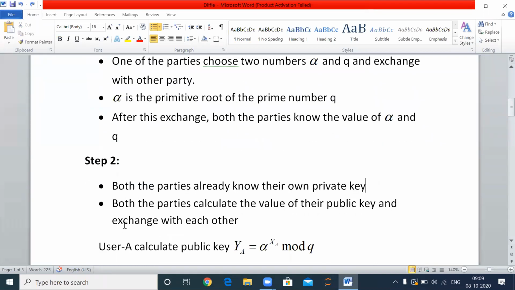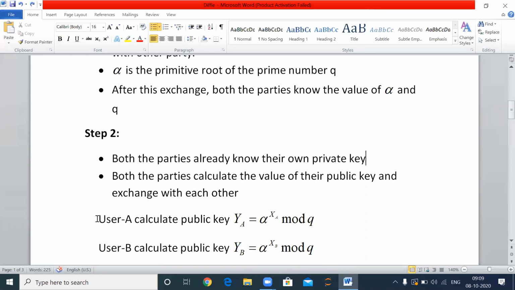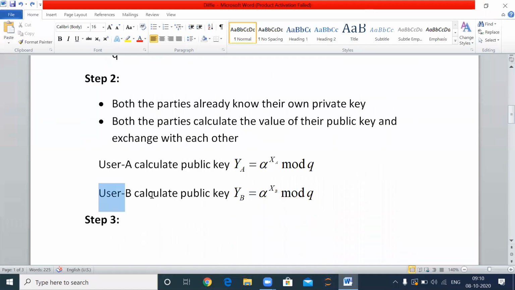Both parties after that calculate their public keys. User A calculates the public key using this formula: YA is equal to the primitive root alpha power his private key XA, mod q, where q is the prime number. Similarly, user B calculates the public key YB, equal to alpha power user B's private key XB, mod q. This is step 2.